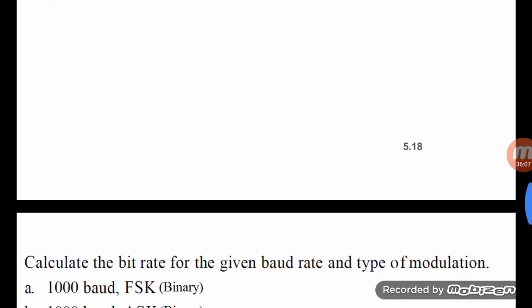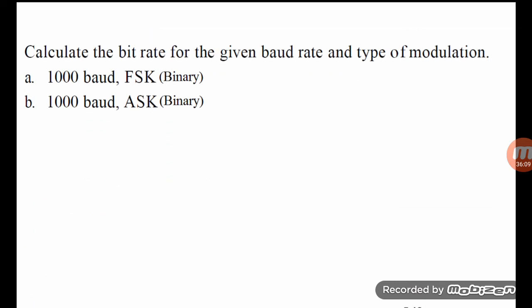Calculate the bit rate for the given baud rate. Now this is the other way around. He gave you the baud rate and he's asking for the bit rate. Right? Since it is binary, it is going to be the same. The only difference is this is 1000 baud. In bit rate it will be 1000 bits per second, bps. Right? Any questions?